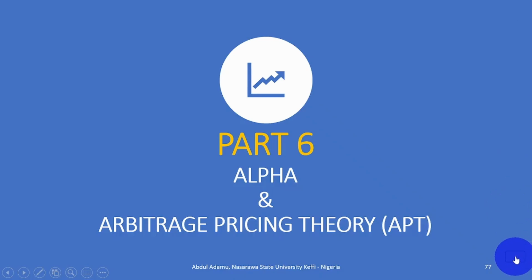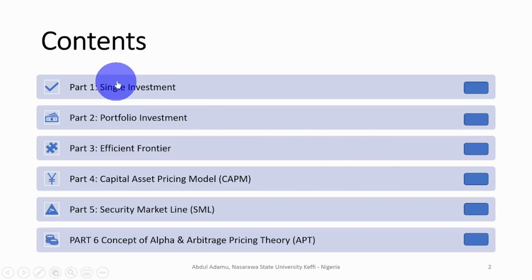Bismillahirrahmanirrahim. This is the final part of our lecture on risk and return. In the first part, we looked at risk and return of a single investment, then portfolio investment, efficient frontier, CAPM, security market line. In this part, we are going to look at the concept of alpha and arbitrage pricing theory.